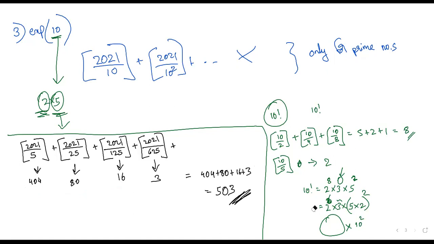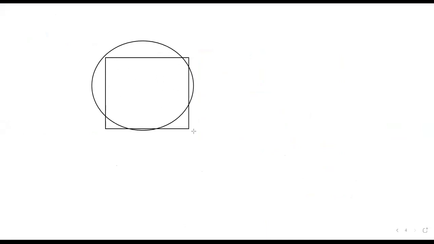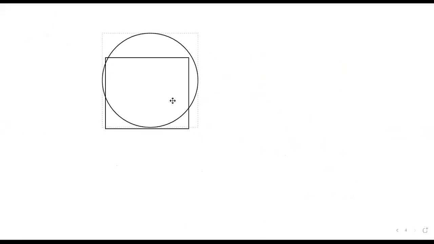Okay, so next question. Question number 4. If two vertices of a square lie on a circle of radius r, and the other two vertices lie on a tangent to the circle, find the length of the sides of the square in terms of r. Some of you used many wild methods to do this question, but it's a simple question to be honest. You have a square and you have a circle. We have a diagram something like this: two vertices are on the circle and two vertices lie on the tangent. So this is what it will look like. Find the length of the square in terms of the radius.